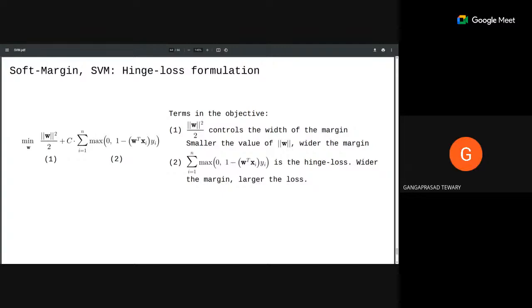Sir, week 9 started with perceptron, right? And then we moved to SVM, and I think week 11 and 12 are also related to SVM only, ensemble techniques and all those things, right? Bagging, boosting, and so on.